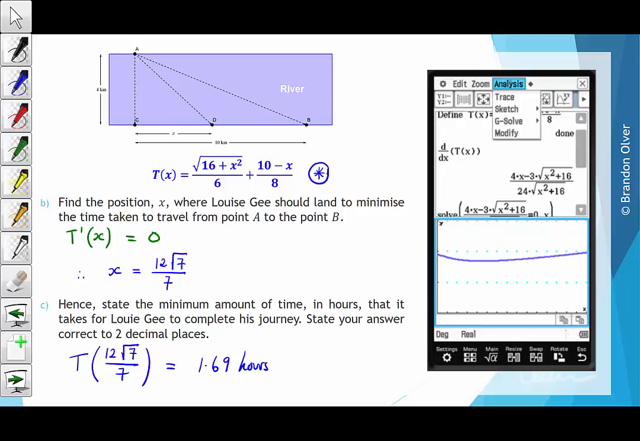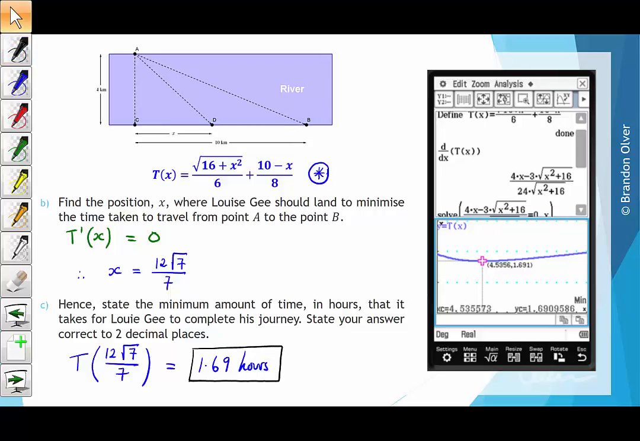And now if we go analysis gsolve minimum, we find the minimum point is at 4.54, which is the same as 12 root 7 on 7 if we approximate it. And the time there is 1.69 hours, which is the same as what we found previously. Therefore, our calculator confirms that landing approximately 4.54 kilometres on the opposite side of the bank will give a minimum time for his journey, which is 1.69 hours correct to 2 decimal places.